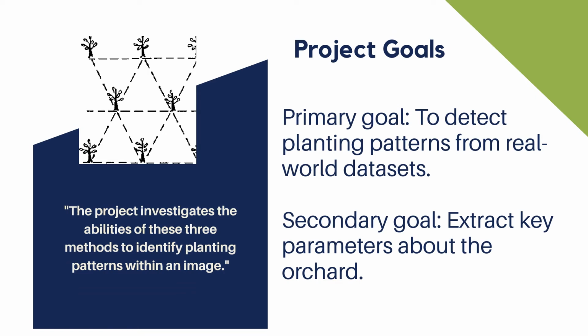The project had two sets of goals to accomplish. The primary goal was to correctly identify the planting patterns present in GeoJSON data sets of orchards that were given to us by the company Aerobotics. The secondary goal was then to extract parameters about the planting patterns that we had detected. These parameters include, but are not limited to, the coordinates of corner trees and the spacing within and between rows.